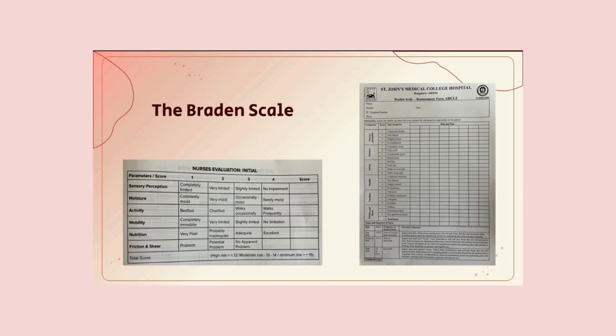This Braden scale has different parameters which are scored from 1 to 4. The different parameters are sensory perception, moisture, activity, mobility, nutrition, and friction and shear forces. If the total score is greater than 15, it's minimal risk. If there is minimal risk, the nurses will reassess every 24 hours.